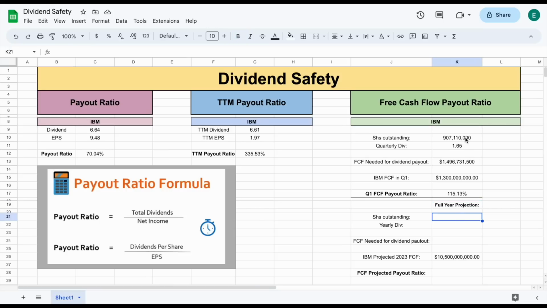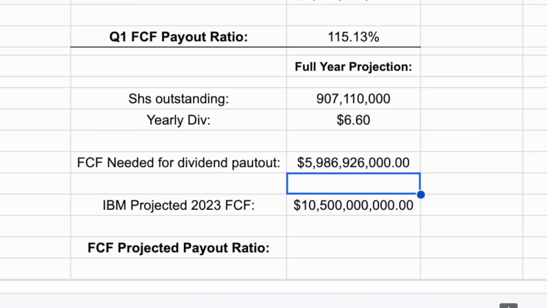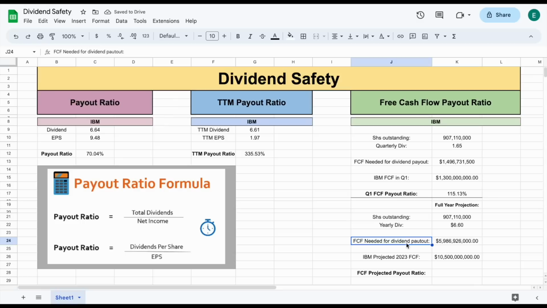Again, we need shares outstanding. We can just come up here and copy that. We'll plug this in here. And now we need our yearly dividend payments, and that's going to come out to $6.60 per share. So now we can find the free cash flow needed for our dividend payouts again. We'll come up here and do equals. We'll take this number and multiply it by our yearly dividend, and I'll hit enter. And now we can see the free cash flow needed to cover the dividend payout for the entire year, and it's close to $6 billion.